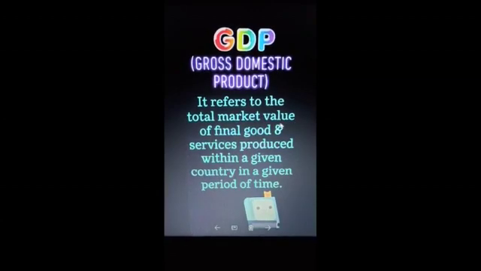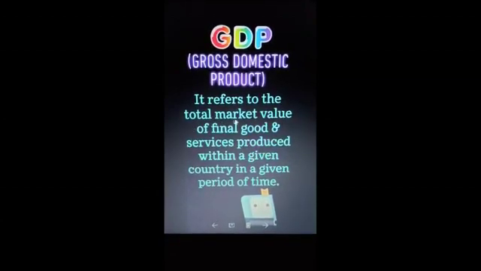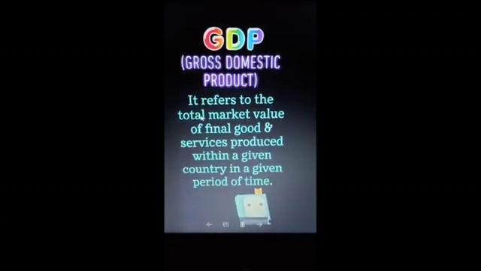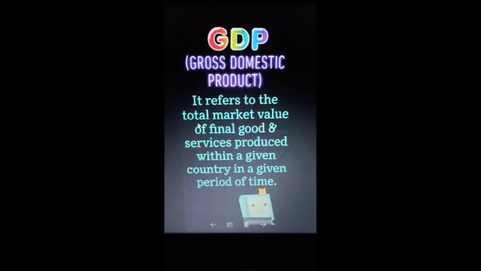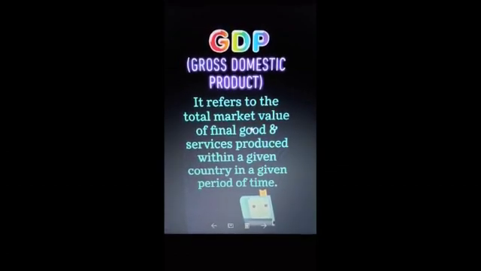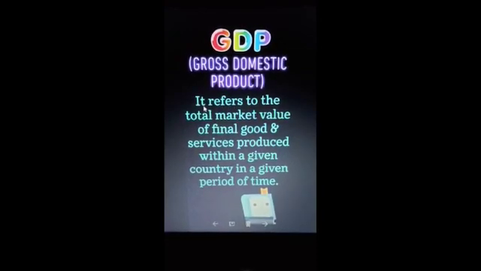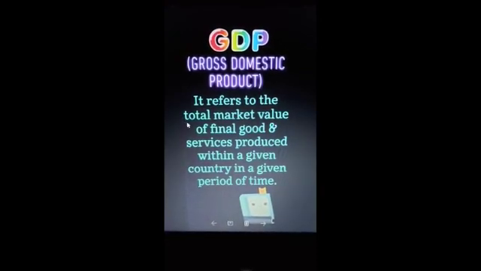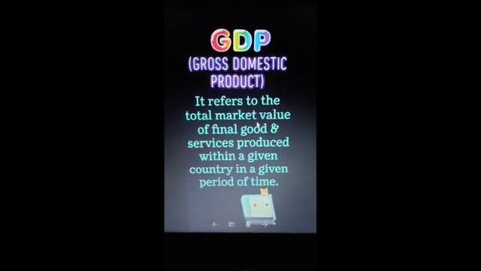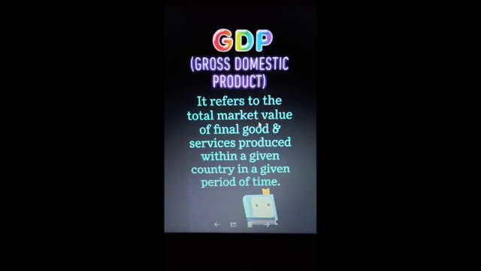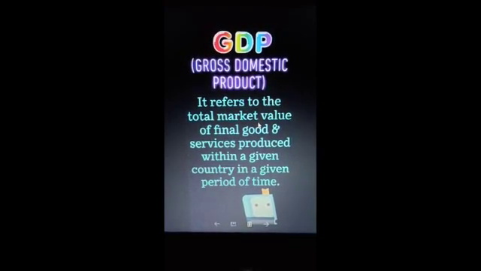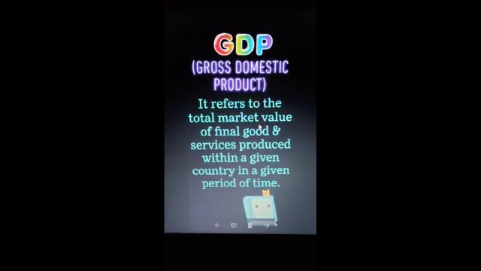The very first term among that is the total market value. So how will we get the total market value? For that, we need to get the total market price of the various products produced in a single country. For example, in our country, India, a variety of products is being produced. But by adding only their quantities produced, we cannot get the exact value of the goods being produced.